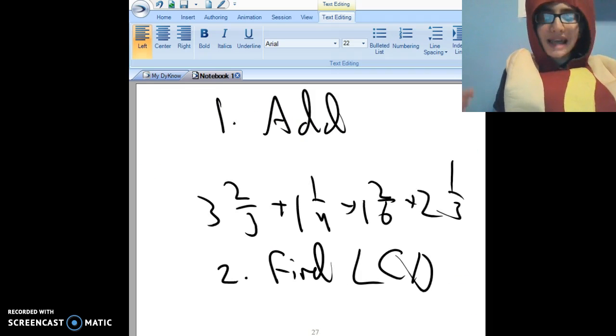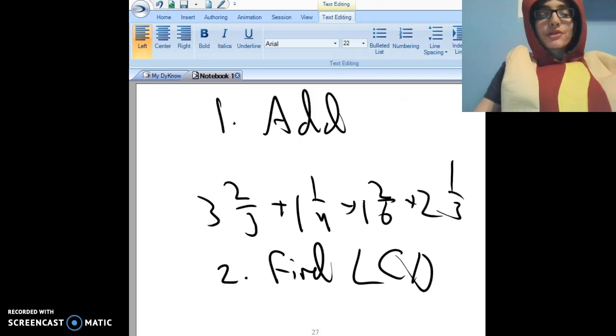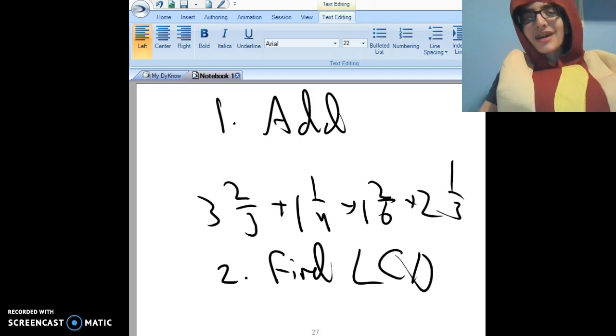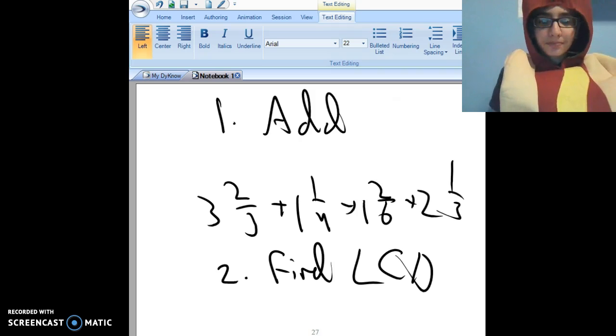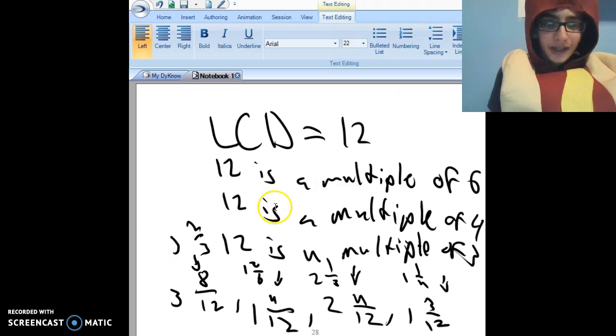So step 1 is add. We have to add these together. Although we have to jump right to step 2, because we cannot add fractions if they have different denominators. So we have to find the least common denominator, the LCD. So the LCD is 12, because 12 is the lowest number that is a multiple of 6, 4, and 3 all together, all at once.